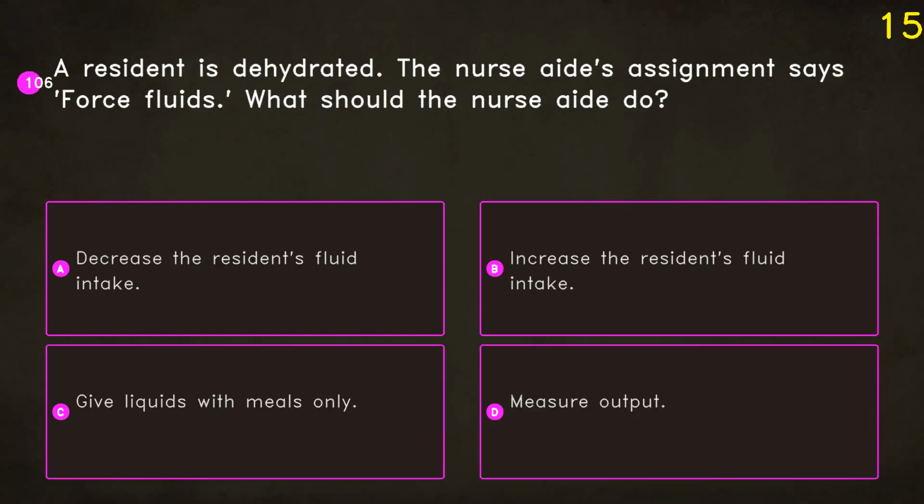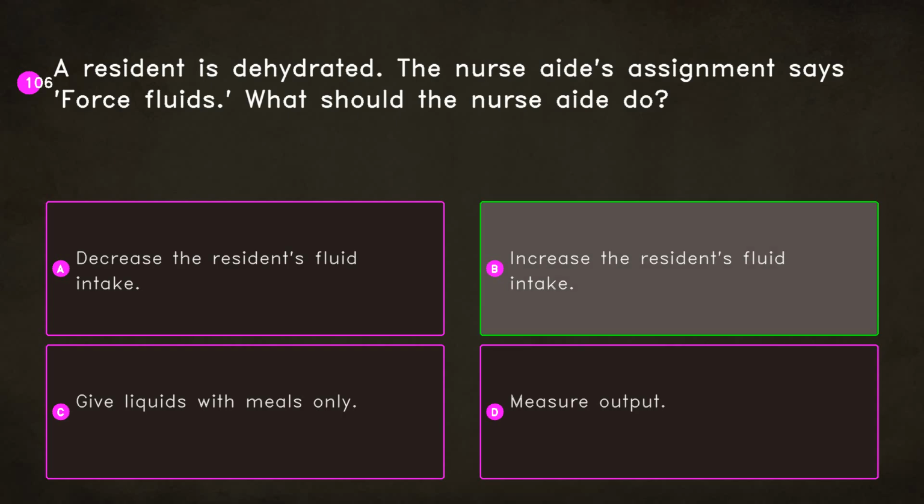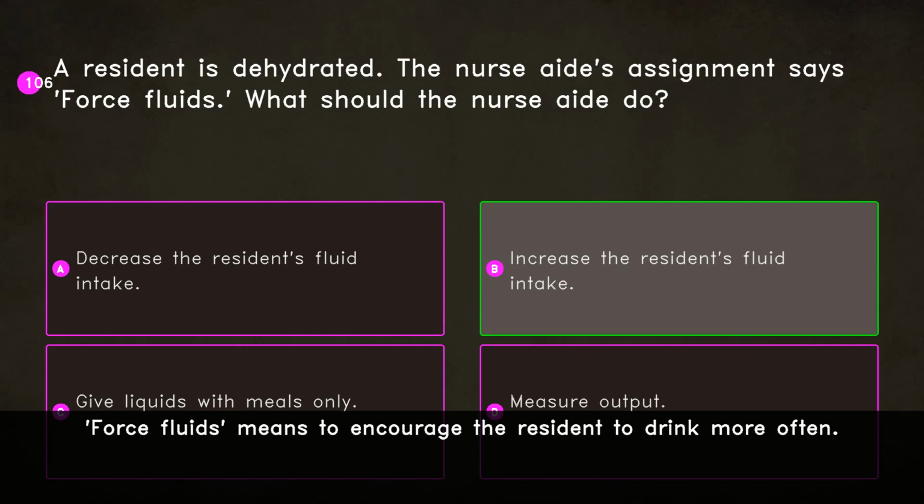Question 106. A resident is dehydrated. The nurse aide's assignment says force fluids. What should the nurse aide do? A. Decrease the resident's fluid intake. B. Increase the resident's fluid intake. C. Give liquids with meals only. D. Measure output. The correct answer is increase the resident's fluid intake. Force fluids means to encourage the resident to drink more often.